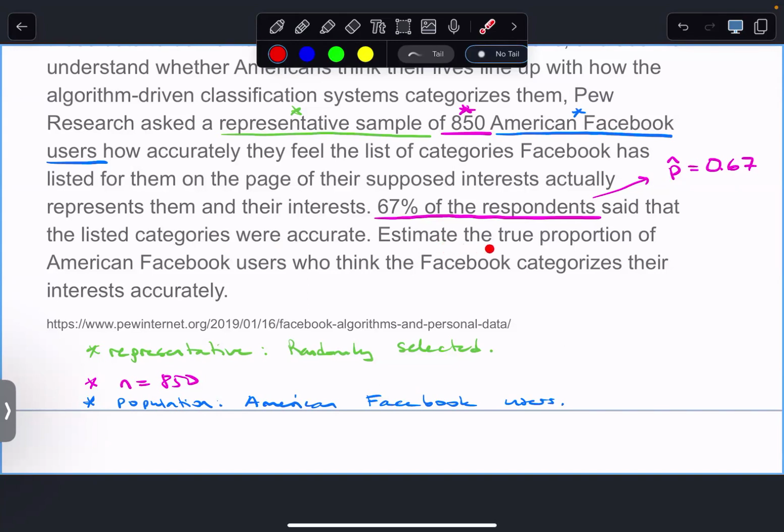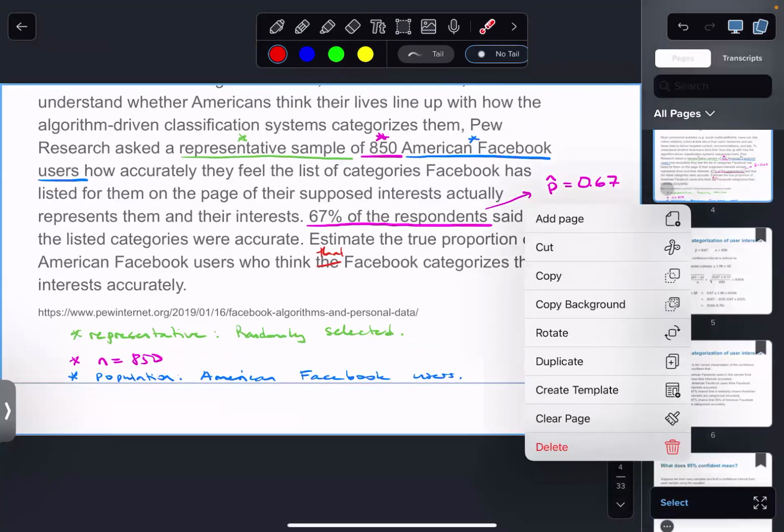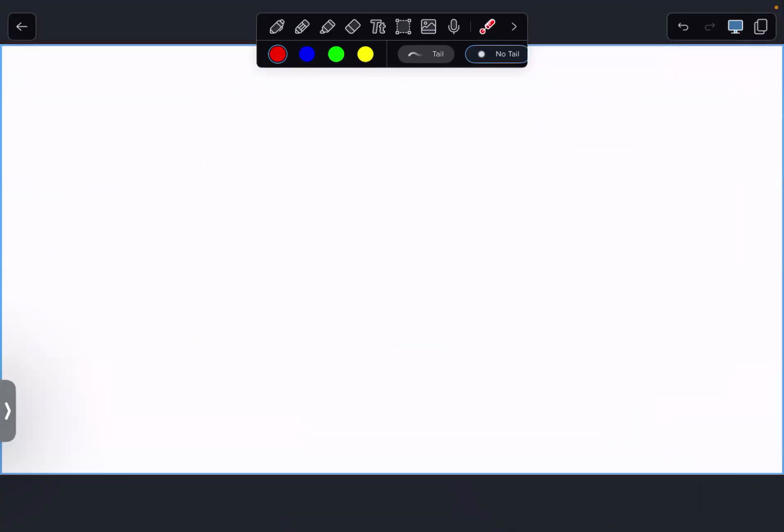Estimate the true proportion of American Facebook users who think that, another typo here, it's not important, but it's annoying to me, that Facebook categorizes their interests accurately. Usually what I would do is I would phrase this question more explicitly. And so what I want to do here is just add a page so I can show you what it's going to look like.